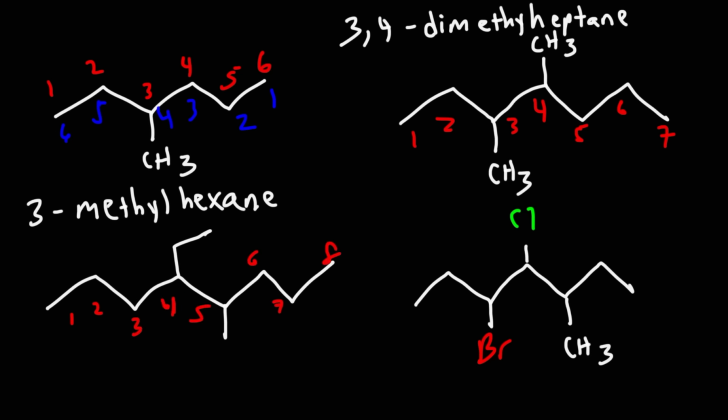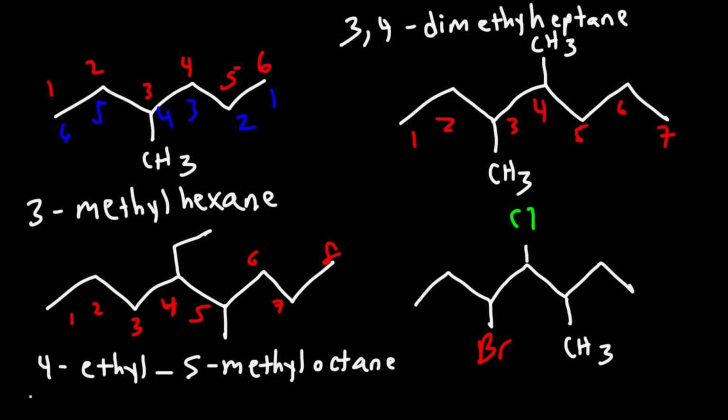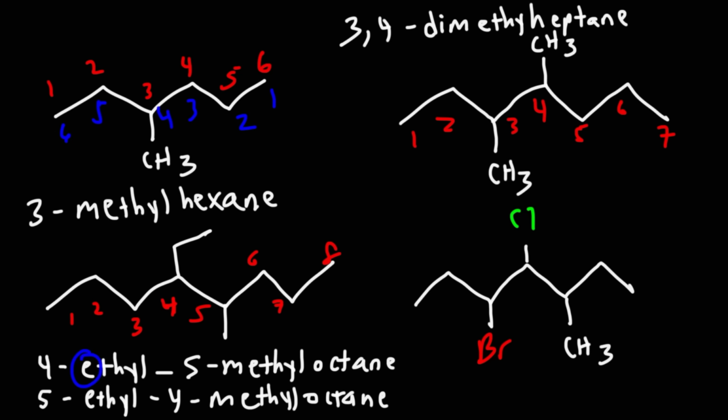Because if you can have the substituents in ascending order, that's going to be better. So the answer is 4-ethyl-5-methyloctane. If we were to number it the other way, ethyl would be on carbon 5, methyl would be on carbon 4. So when naming alkanes like this, you want to make sure that you put the substituents in alphabetical order. And if you get a situation like this, you want the numbers to be in ascending order. So 4-ethyl-5-methyloctane is better than 5-ethyl-4-methyloctane.